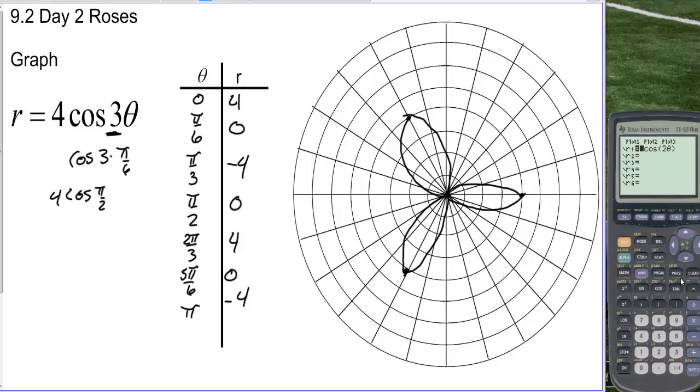So let's look at this on the calculator. We have 4 cosine of 3 theta. And watch the path. Here we go. And there it is.